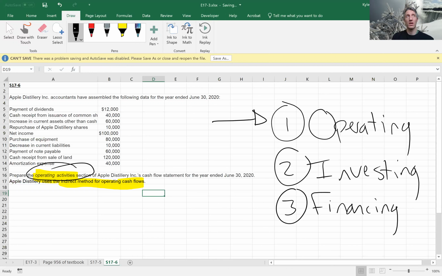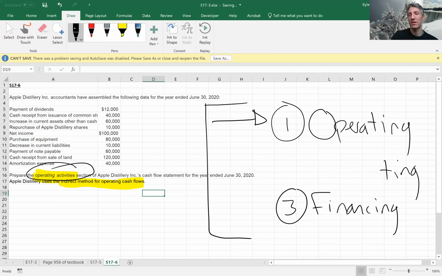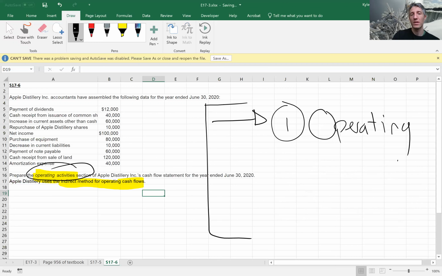Now, this would never be done in practice. We're just learning how to do the cash flow statement now. So typically an organization would prepare all three sections of the cash flow statement. But since we're first learning it, we're just going to do it section by section. And we're going to just do the operating section first. So I'm going to erase these right now. We're not going to be preparing the sections of investing or financing for Apple Distillery right now. We're only going to be doing the operating section.